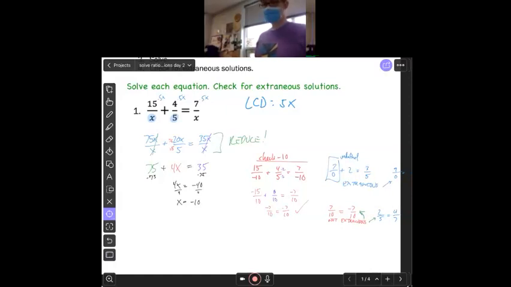Okay? If we'd gotten any other number, it wouldn't have worked. This is the only number that would work. We see from our check that it does work. But if we'd gotten 0, no way that's going to work, because we can't divide by 0. That's the problem. Okay? The shift in thinking, you guys got to watch out for that. Okay?